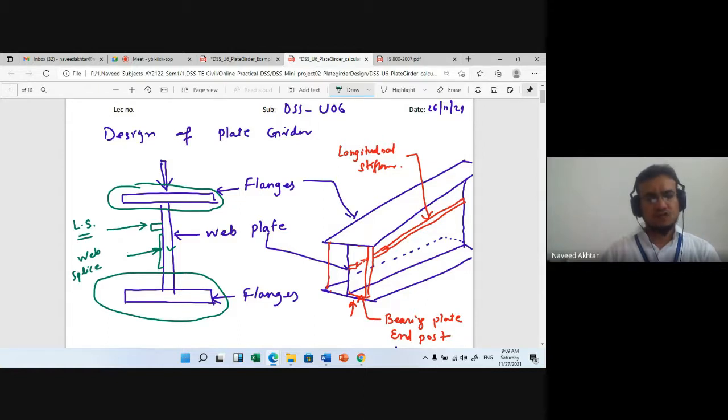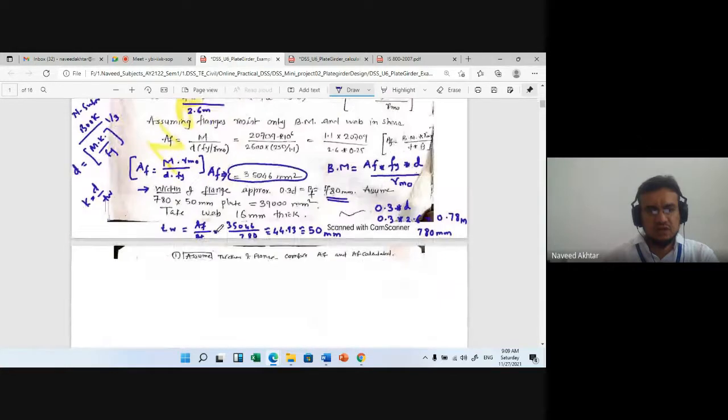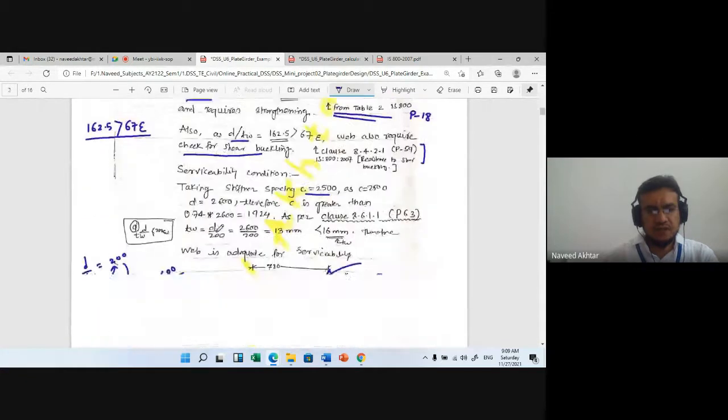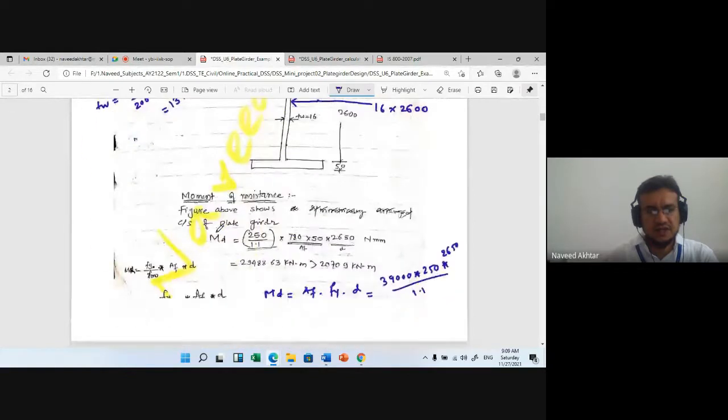Or the web is spliced when shear is large and your web is not able to take it. And also the stiffeners are provided at the end or intermediate to overcome large forces, and to bring our design to a safe condition.